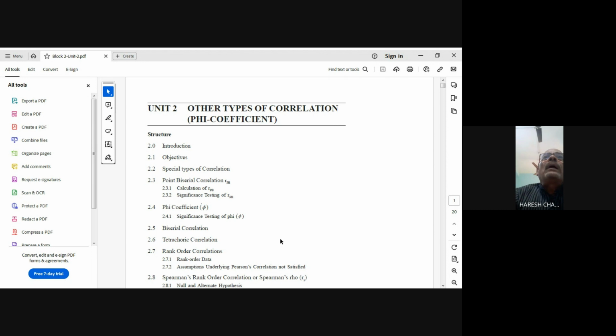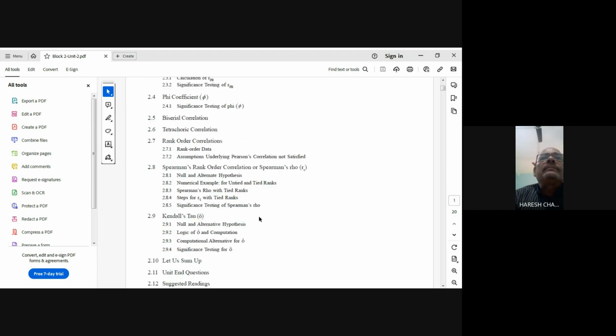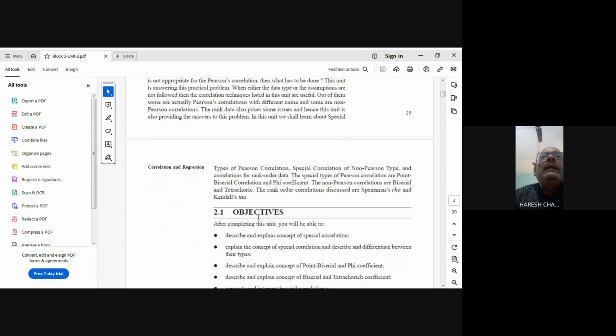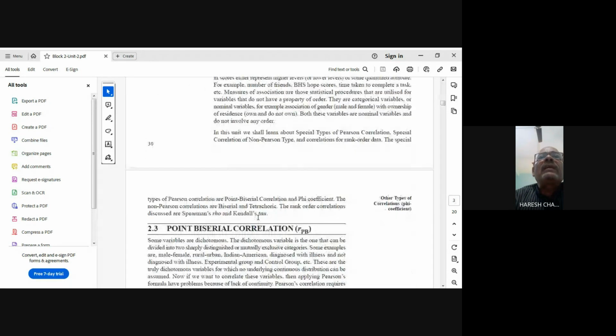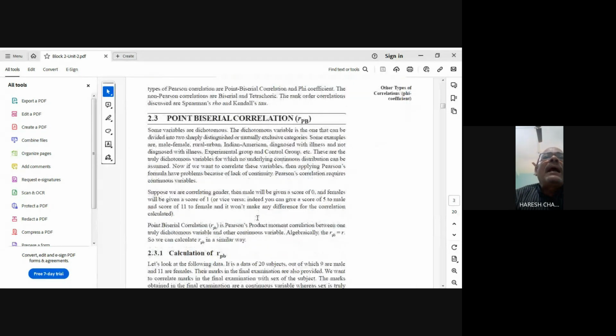And now, other types of correlation. Let me just discuss one by one. You can call them the special types of correlation. Now, one is a point biserial correlation.